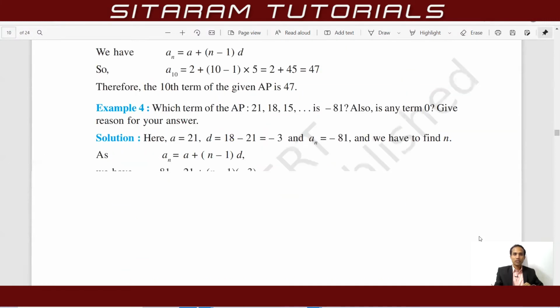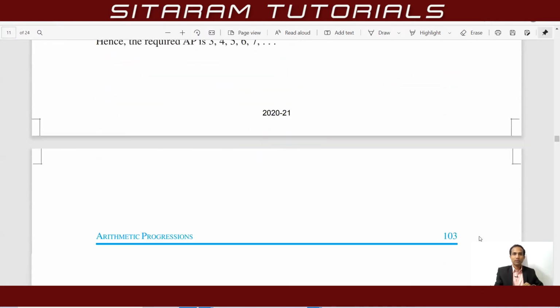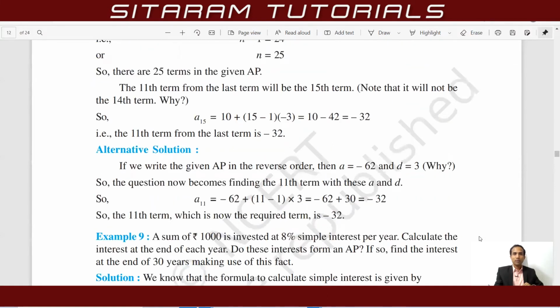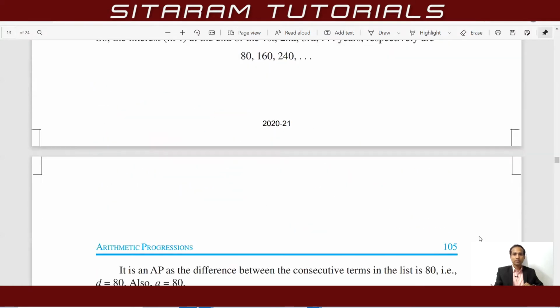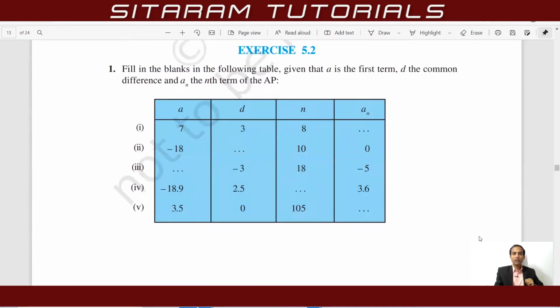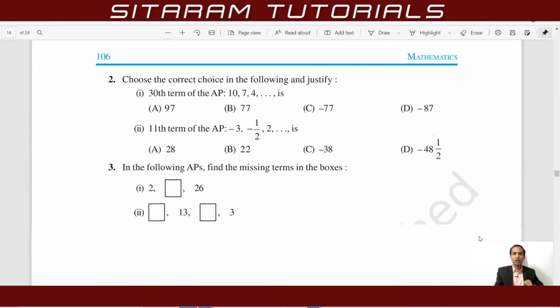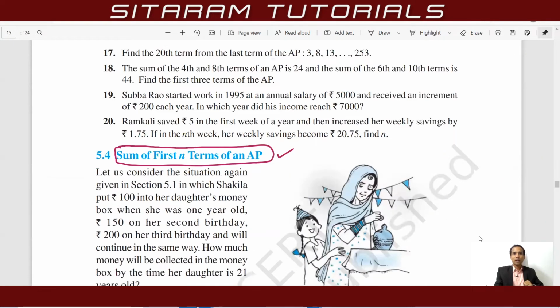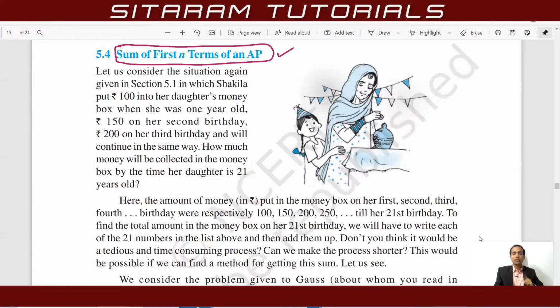All questions are there. Example 3, example 4, example 5, example 6, example 7, example 8. Now example 9 is also there. Example 10 is also there. Now coming to exercise 5.2. In 5.2 exercise, all problems are going to be there. Nothing deleted from this. And coming to next topic, sum of n terms of AP.